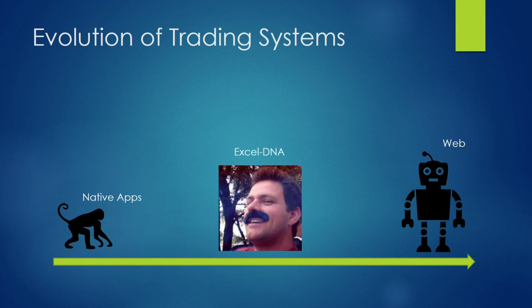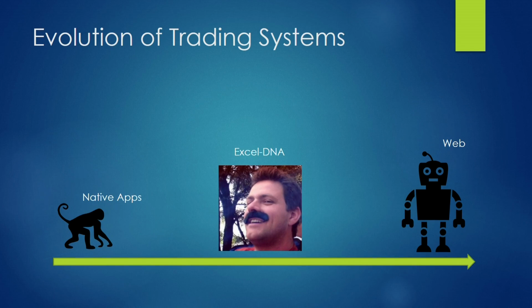And I just wanted to start by giving a little bit of the evolution of trading systems. This is how every firm has it. You have your old systems, which are native apps. If you're lucky, they're written in Java or C++. If you're unlucky, they're written in some older languages.